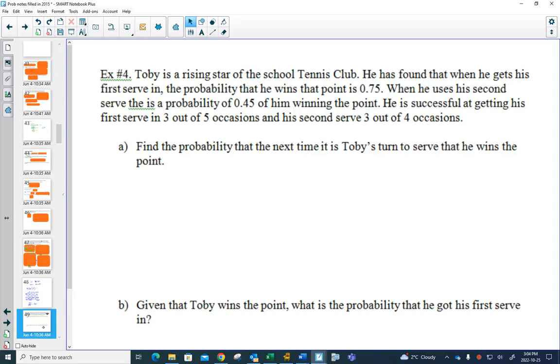Toby is a rising star at the school tennis club. He has found that when he gets his first serve in, the probability he wins the point is 75%. When he uses his second serve, the probability is 45%. He is successful at getting his first serve in 3 out of 5 occasions, and his second serve 3 out of 4 occasions. Find the probability that the next time it is Toby's turn to serve, he wins the point.